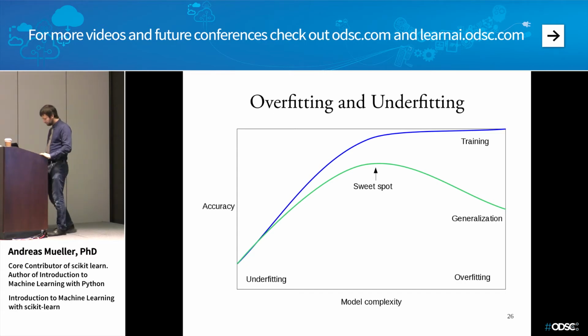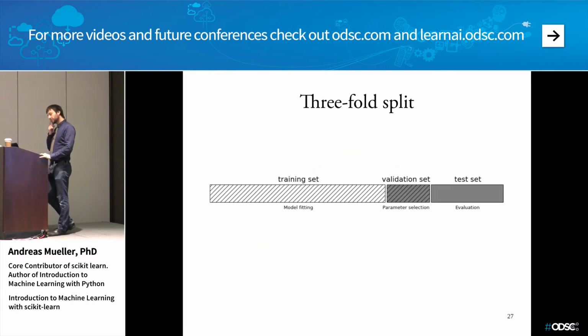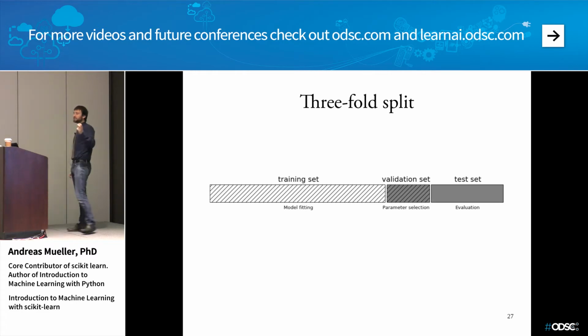So one way to overcome this is using a threefold split of the data, where you have a training set to build a model, a validation set, which you use to select the model and the parameters, and then a test set that you use for the final evaluation. And ideally, you look at the test set only once. If you look at the test set only once, it will give you an unbiased, a true estimate of how well you'll do on future data.